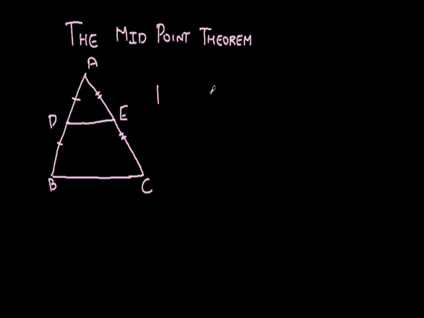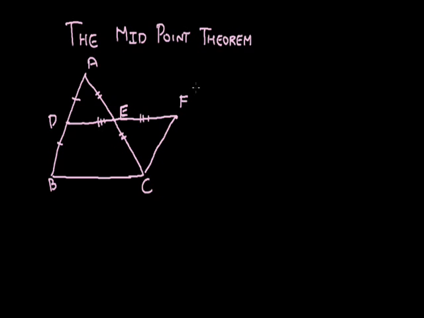So, how do you prove this? Firstly, you extend DE to a point F, such that the length of DE is equal to the length of EF. Then you join CF. Now what do you see between these triangles AED and CEF? Let me draw this clearly. This is a clear-cut case of an SAS congruence.